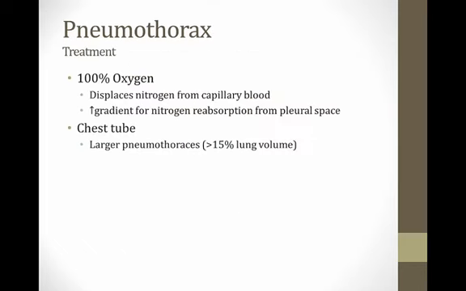The first line therapy for pneumothorax is 100% oxygen. This is going to displace nitrogen from the capillary blood, and that's going to increase the gradient for nitrogen reabsorption from the pleural space. This is easier to understand with a picture. So let's imagine you have a space in the thorax here and it's filled with air.